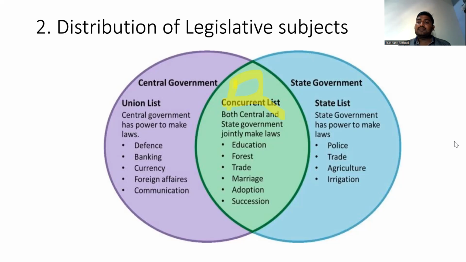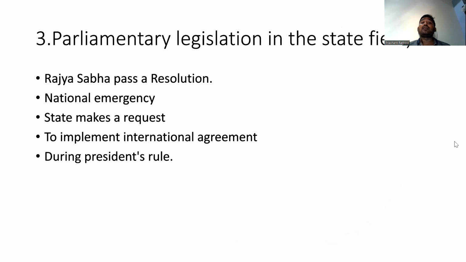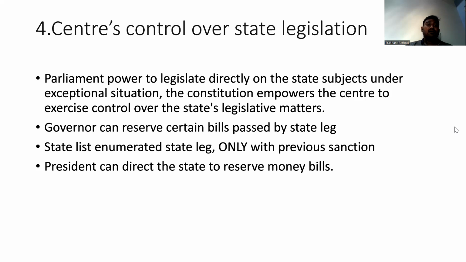Okay. And the third point is parliamentary legislation in the state field, which is most important, because Parliament legislates in the state field in certain cases. Those subjects I'll cover one by one on the slides: Rajya Sabha passes a resolution, national emergency, states make a request, implementation of international agreements, and during President's rule. So we have to discuss how parliamentary legislation in the state field has an impact. That's the most important thing.